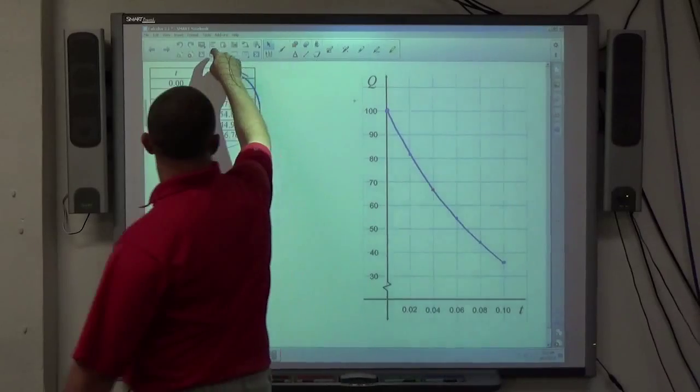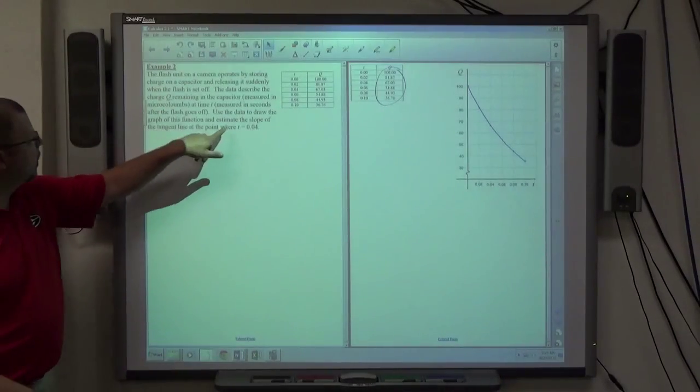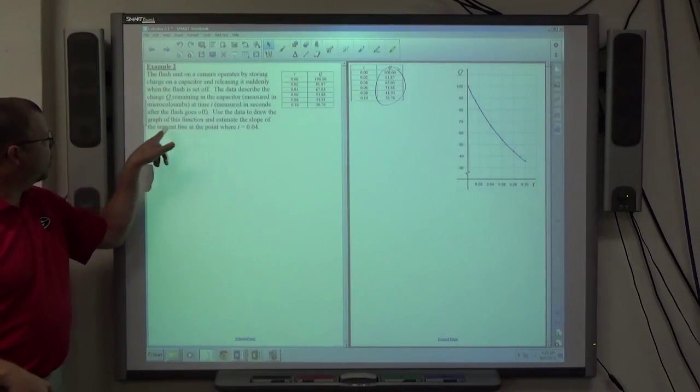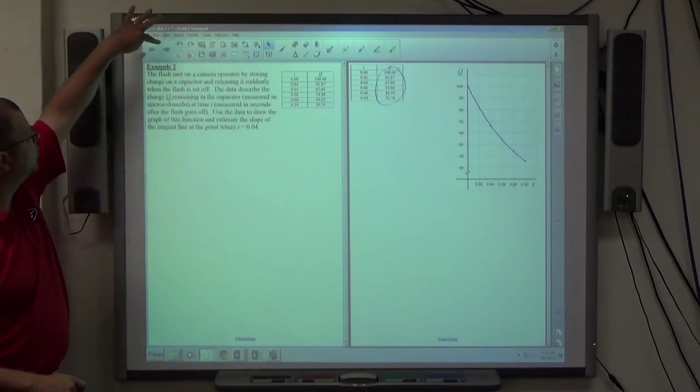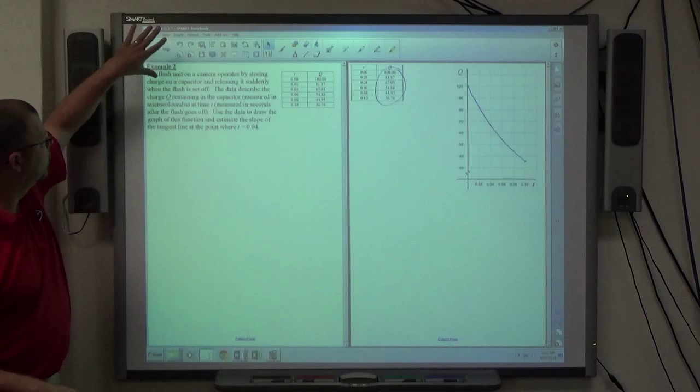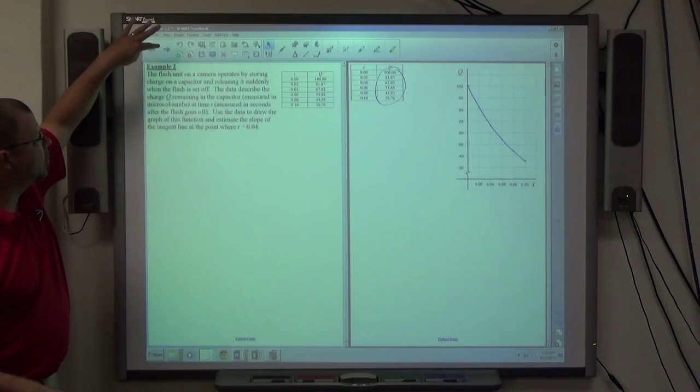So going back to the problem that they gave us, they want the data to draw the graph of this function, estimate the slope of the tangent line where t is equal to 0.04. So let's talk about estimating the slope of the tangent line.